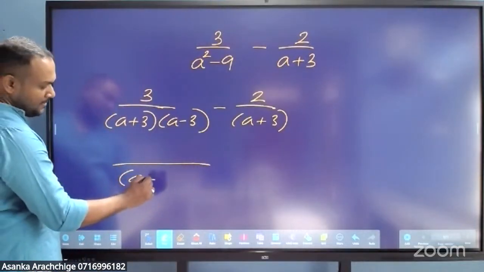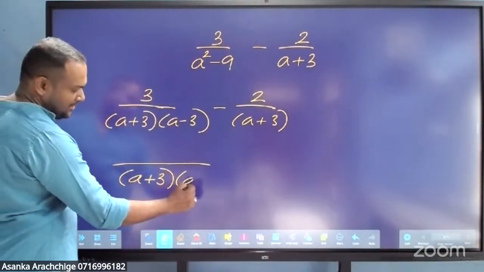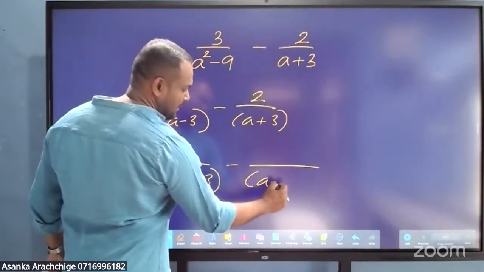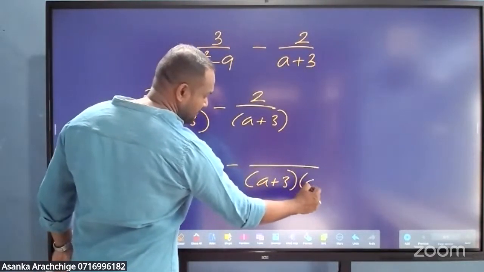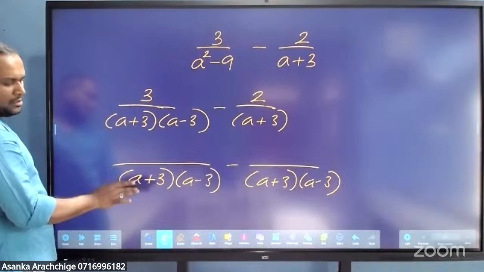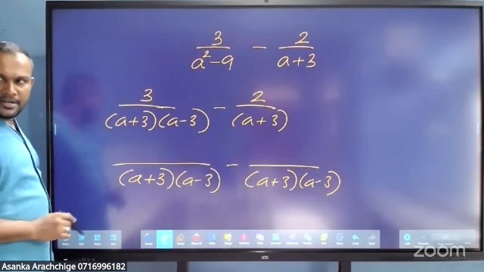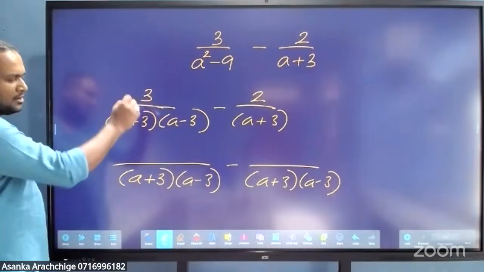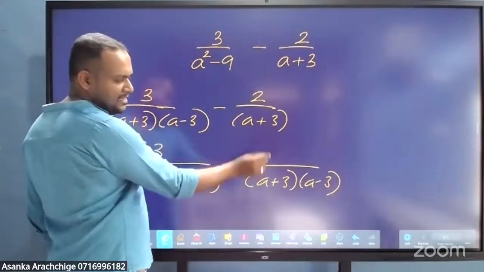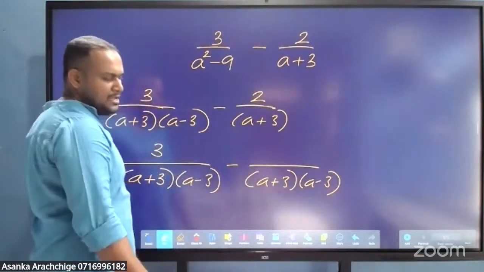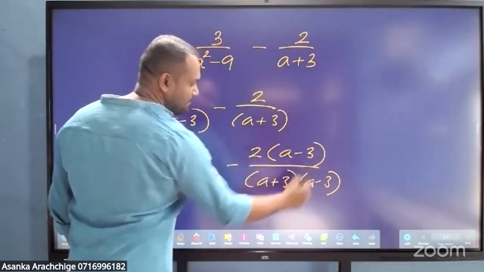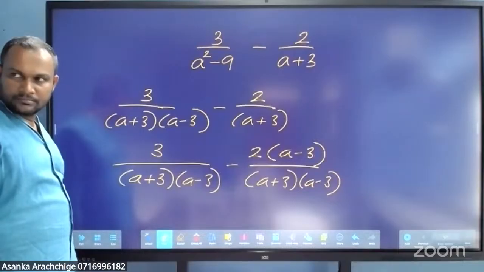A plus 3, a minus 3 is going to be the least common multiple. A plus 3, a minus 3. So this fraction has no difference in the denominator, then no difference in the numerator too. So look, a plus 3, but here it is multiplied by a minus 3, then multiply 2 by a minus 2. Clear?